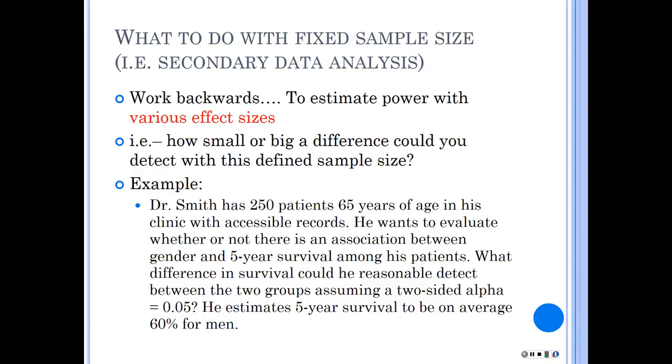Again, we're working backwards to estimate the power with various effect sizes. How small or big of a difference could you detect with this defined sample size? Our example here is Dr. Smith has 250 patients in his clinic that has records that he can evaluate. He wants to determine if there's an association between gender and 5-year survival among his patients. What difference in survival could he reasonably detect between the two groups, assuming a two-sided alpha of 0.05? He estimates the 5-year survival for men to be on average around 60%.